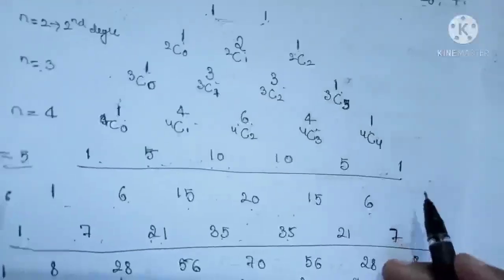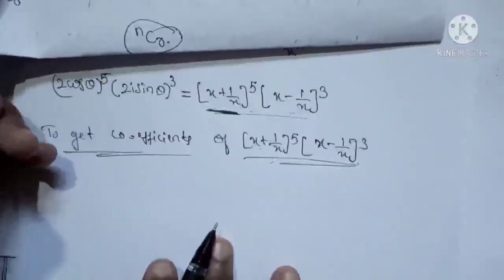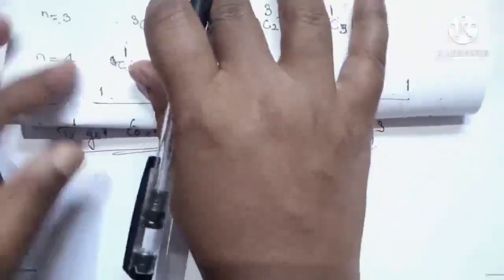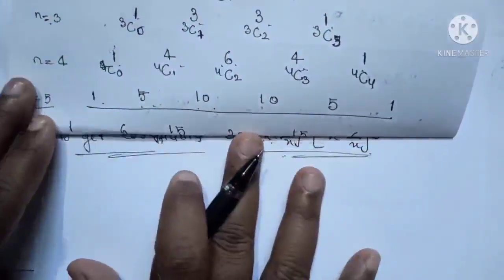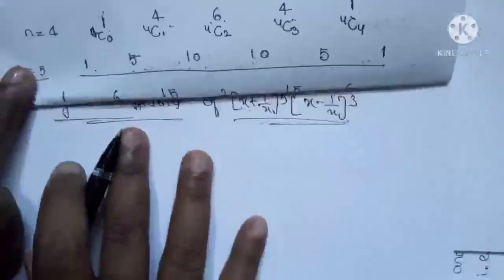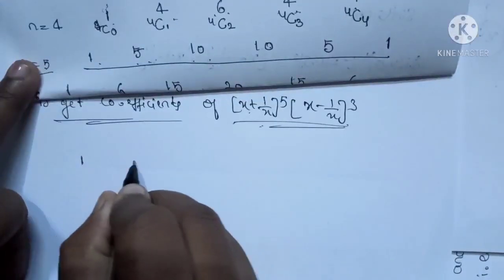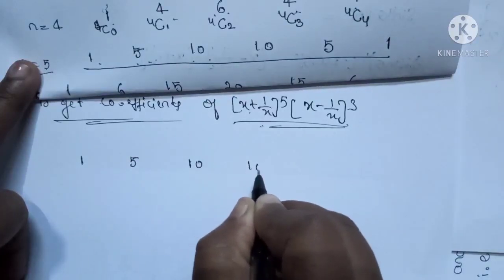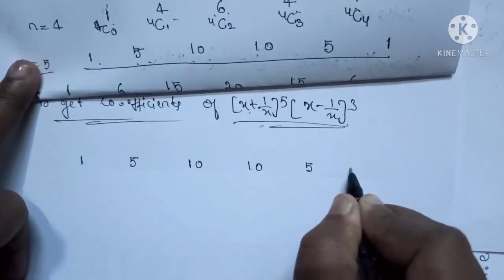So of degree 5 we should take these constants. So that is 1, 5. So along with the sign here, because the first bracket has the plus sign, we should take all the constants with the positive signs only. Okay, first we write these constants: 1, 5, 10, 10, 5, 1.